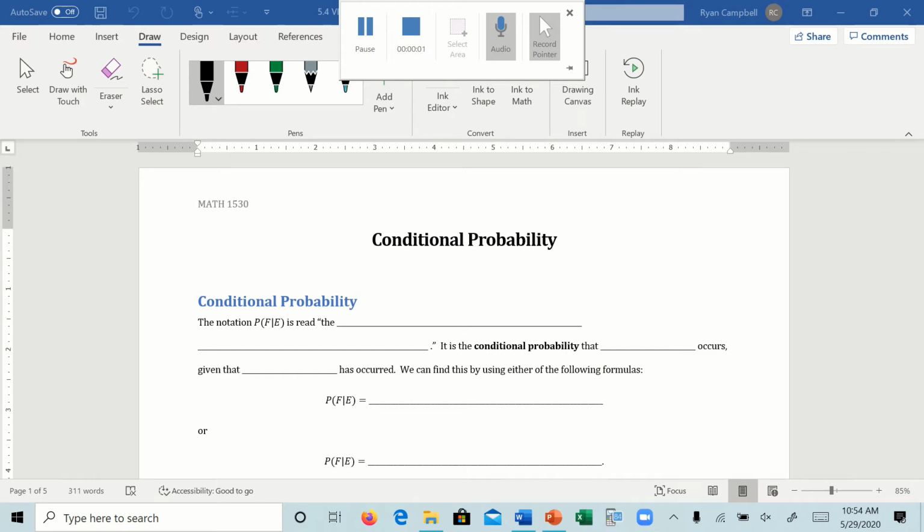We'll now be talking about conditional probability. This is the symbol for it: P(F|E). The way this is read is, P is the probability of F occurring. So it's the probability that F occurs given that E has already occurred.